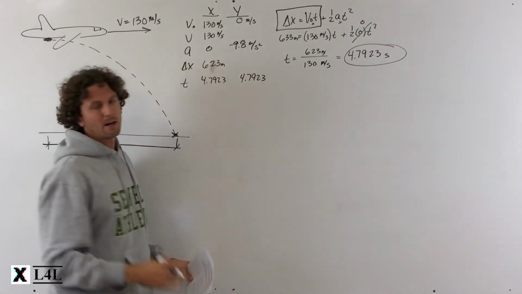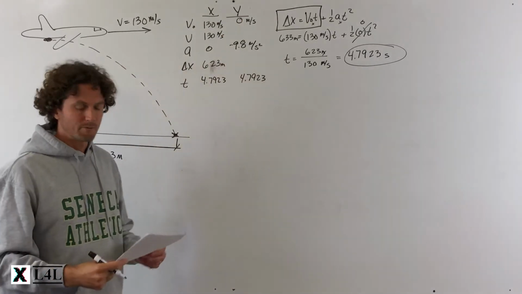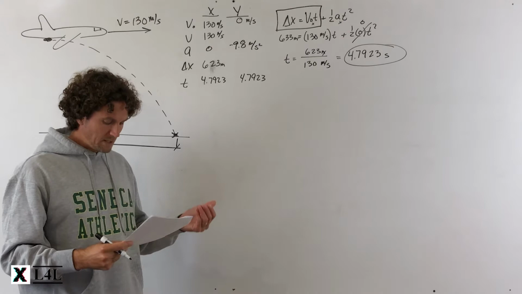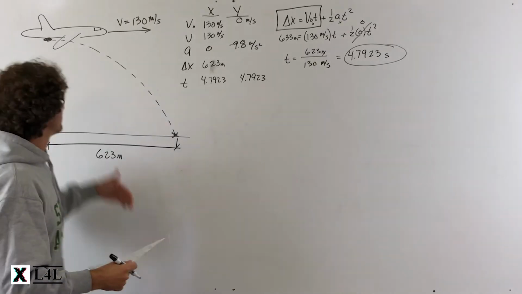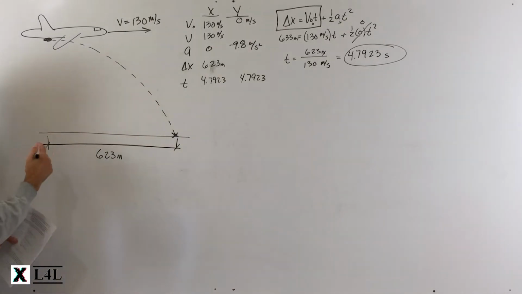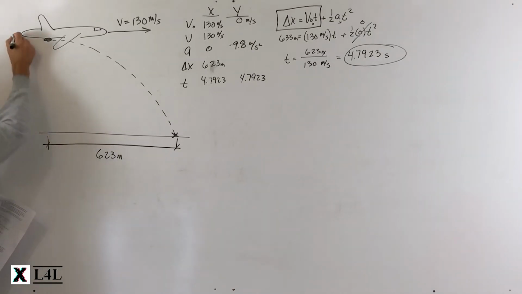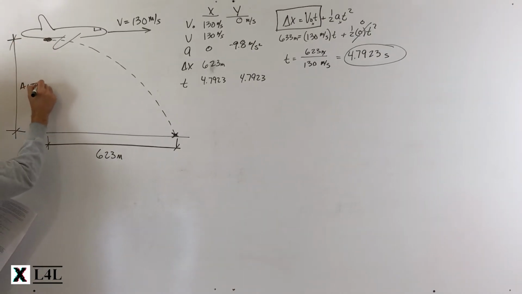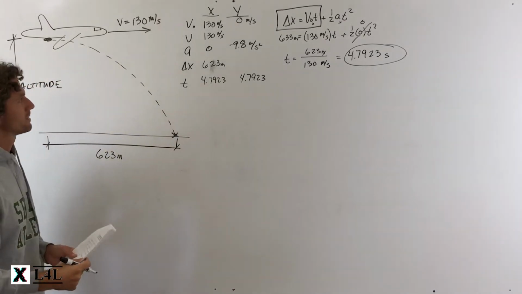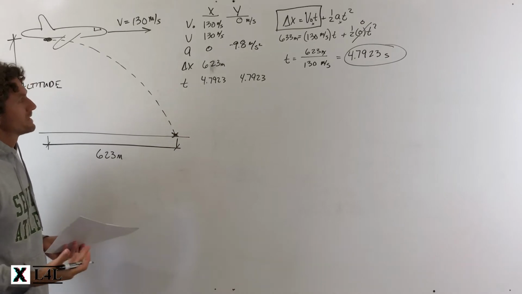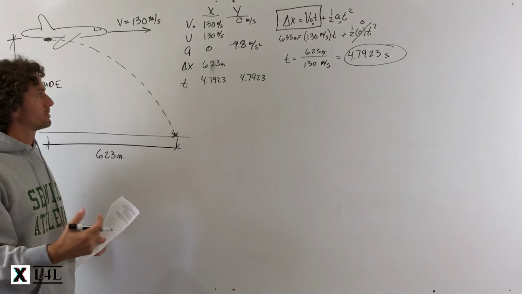Now that enables me to find, and I have 3 variables in the vertical direction. Part B then asks, well, what is the altitude from which this bomb must be dropped? So if I look at this in the vertical displacement, this is the altitude. Okay, so we're going to solve for the altitude. Well, we're going to use the exact same equation just in the vertical. So let's go ahead and do that.